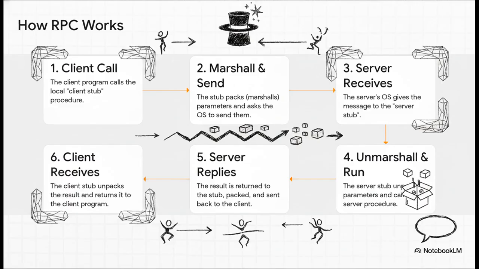Let's walk through it. First, your client program calls what looks like a normal local function, but it's actually the client stub. That stub's job is to pack up all the parameters into a message. This is a process we call marshalling, and then it tells the operating system to send it over to the server. On the other end, the server's OS hands that message to the server stub. That stub unpacks it. You guessed it, that's unmarshalling, and then it calls the actual procedure on the server. Once that's done, the whole thing just happens in reverse to send the result back. It's this really well-choreographed dance, all just to make a remote call feel local.